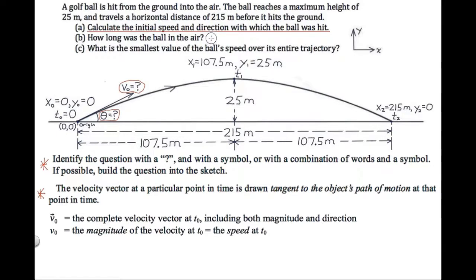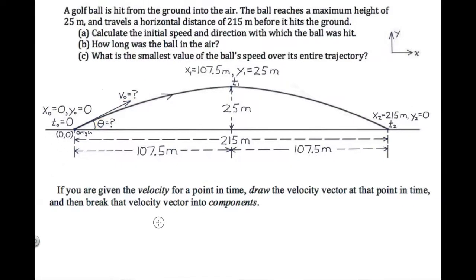Part A also asks us for the direction of the velocity vector at time 0. We can represent the direction of the velocity vector with the angle theta, which is formed at the tail of the velocity vector. You can see that we've built the question for Part A into the sketch, and we've represented what the question is asking us for with two symbols.